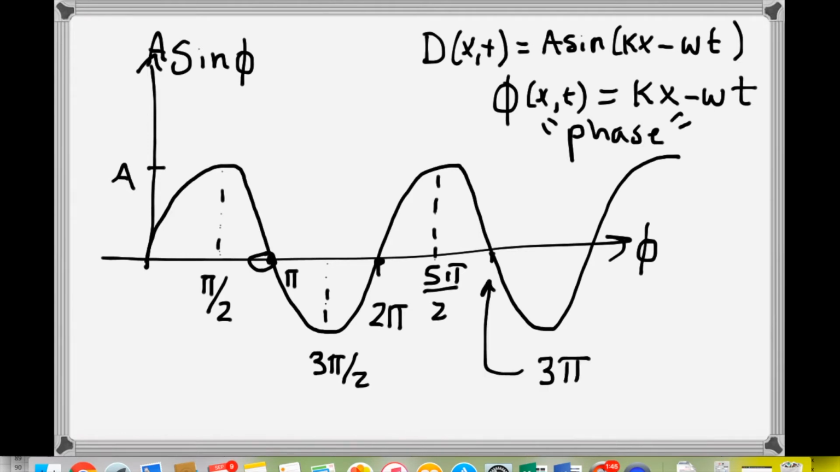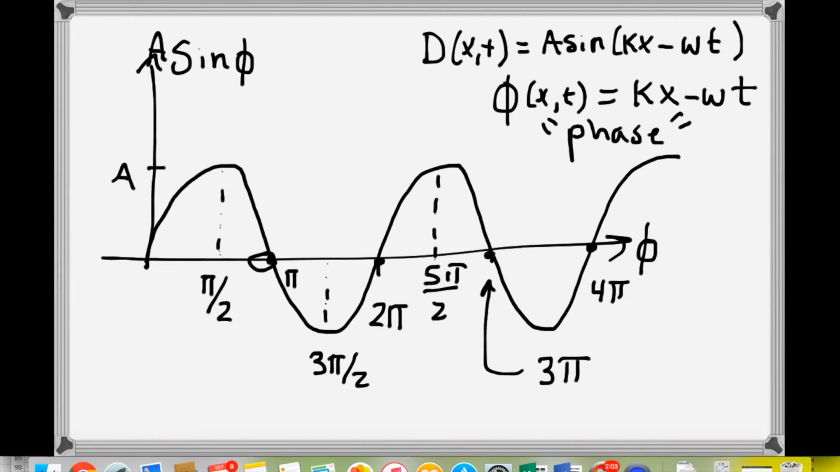So if you know the phase of the wave at a particular point, you know what the wave is doing at that moment, at that location in space. We know what the displacement of the wave will be if we know the phase of the wave at that position at a particular time.